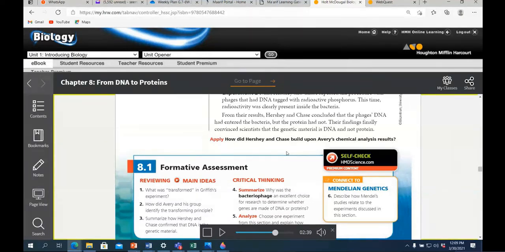Avery's data strongly suggested that DNA was a transforming principle. Hershey and Chase confirmed this by directly labeling the DNA and proteins of bacteriophages growing in the culture. The presence of radioactive phosphorus inside the bacteria clearly showed that it was the DNA, not the protein, that was transmitted between the viruses and the bacteria. Clear, ladies? With this, we are done with this topic.